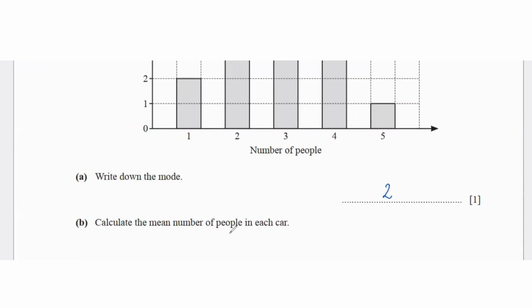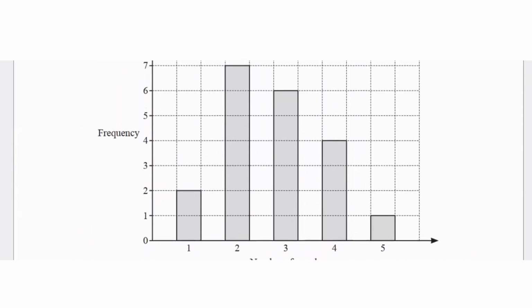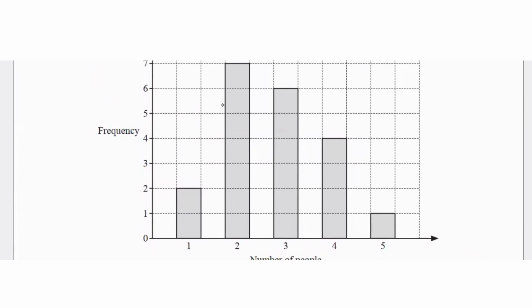Then it says calculate the mean of number of people in each car. So for the mean number of people in each car, our formula is going to be sigma fx over sigma f. So sigma f is going to be your sum of frequency. So first let's find the individual frequencies. That's 2, 7, 6, 4, and 1. So sigma f is 2 plus 7 plus 6 plus 4 plus 1, which is 20.